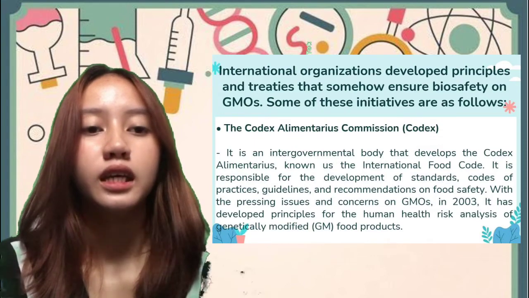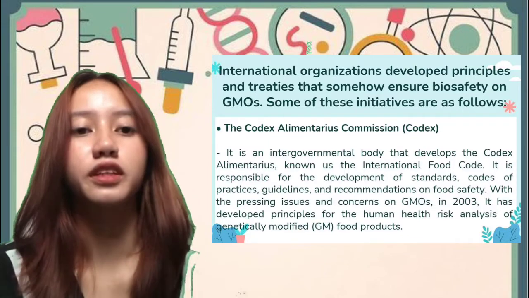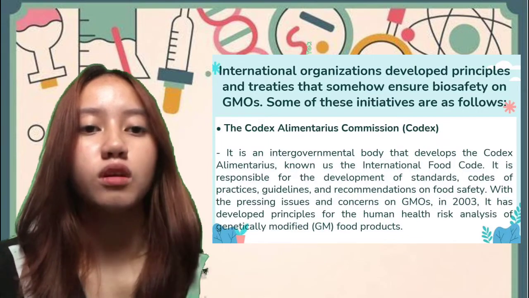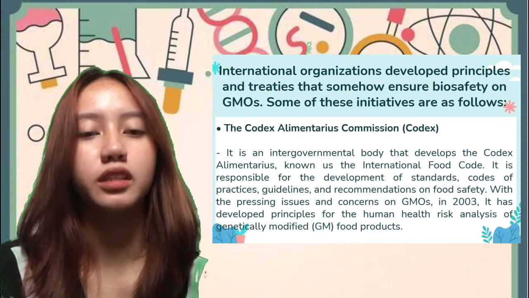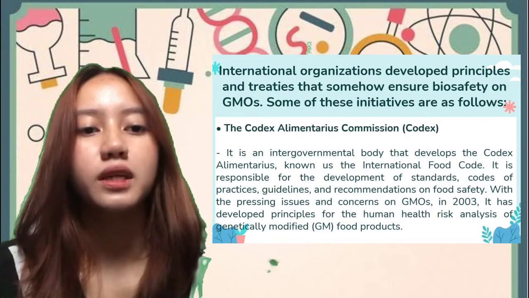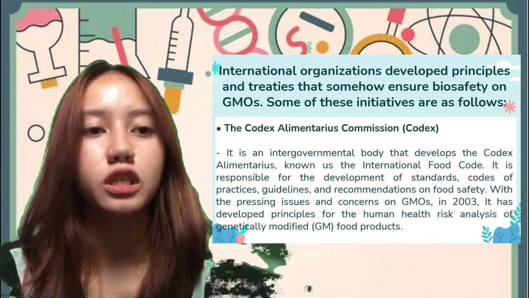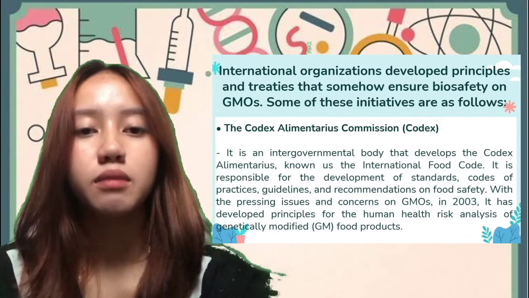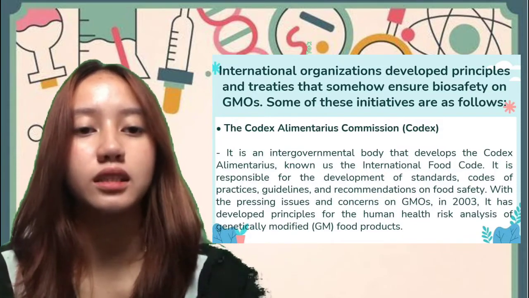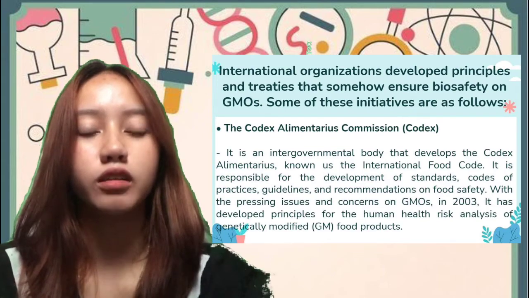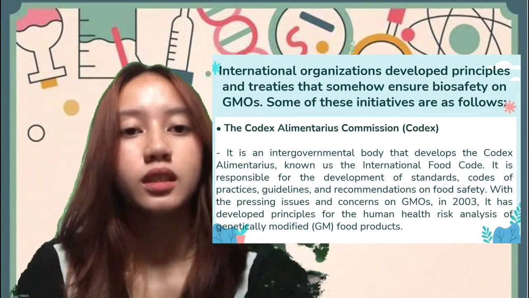The Codex Alimentarius, or International Food Code, is responsible for the development of standards, codes of practice, guidelines, and recommendations on food safety. With the pressing issues and concerns on GMOs, in 2003 it developed principles for the human risk analysis of genetically modified or GM food products. The Codex Alimentarius is a collection of international standards, guidelines, and codes of practice to protect the health of consumers and ensure fair practices in the food trade.